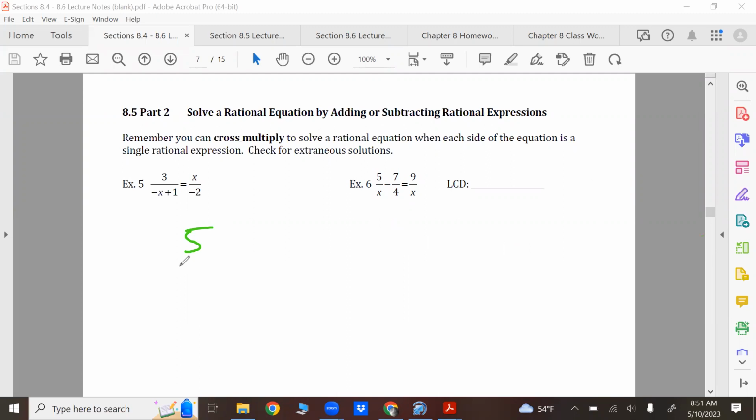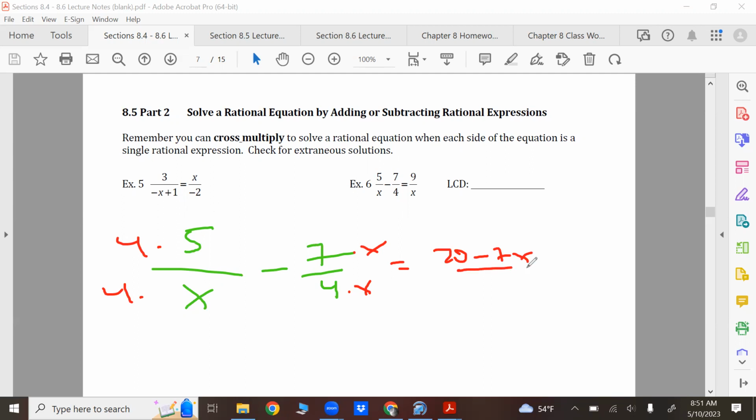If you do that, 5 over x minus 7 over 4. What's the LCD for those two fractions, guys? Good. So you have x and x, 4 and 4, easy peasy, right? So you're building upon the previous topic, right? So you should get 20 minus 7x over 4x, right?